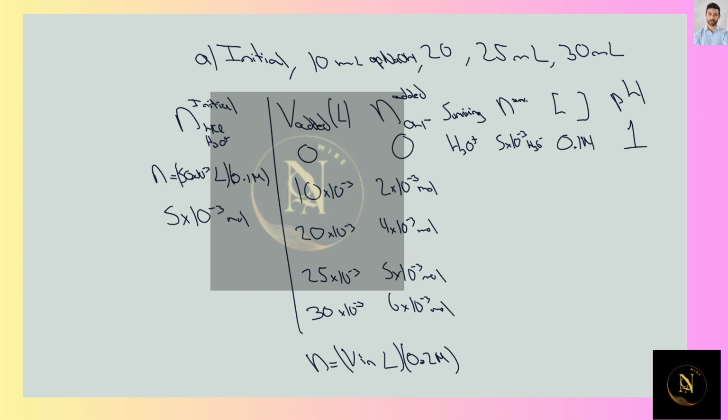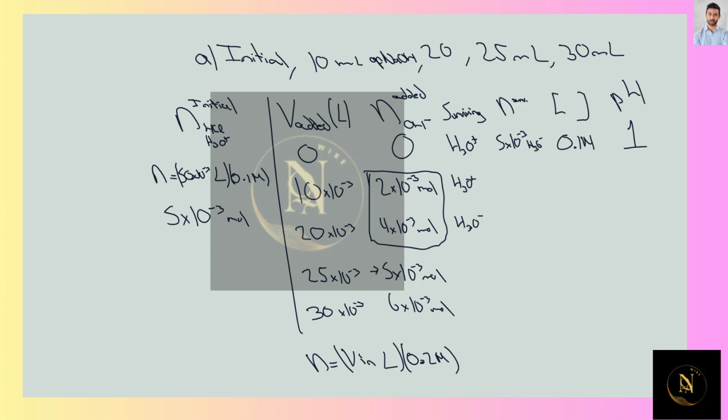Next up, what I want you to see is that for these two cases, the limiting reagent is going to be OH minus. That means that the species that is going to survive is H3O plus.